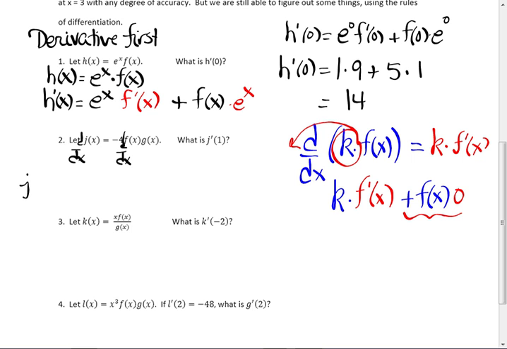So j prime of x is equal to negative 4. Now it's just product rule. So it's f times the derivative of the second one, which is g prime, plus g times f prime. Why don't you try that and see if you can get the answer?